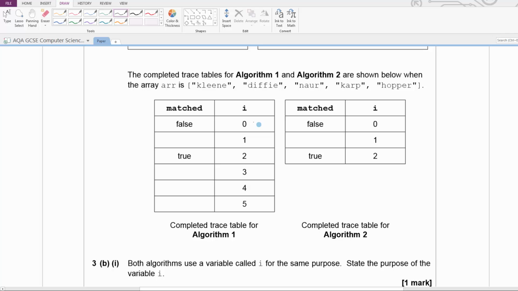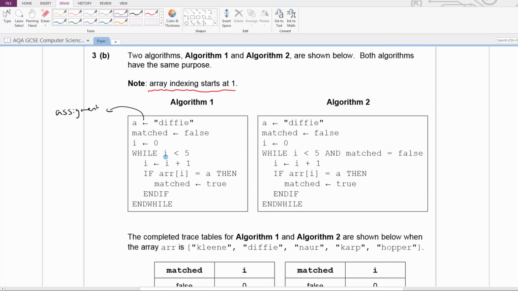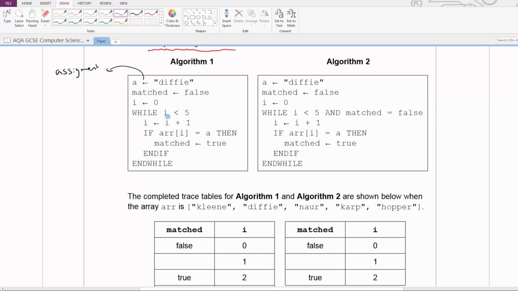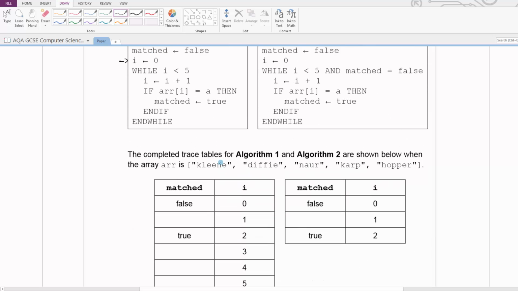Well, we can see that I is increasing by 1 each time, and I is often used as sort of a temporary counter for the loop. So as you can see here, I is assigned here, and we're basically increasing it every time we loop through this until it's going to be 5. So as we can see here, it stops when it becomes 5.